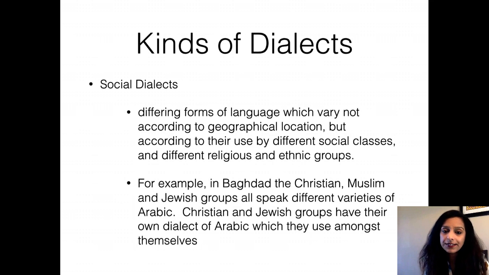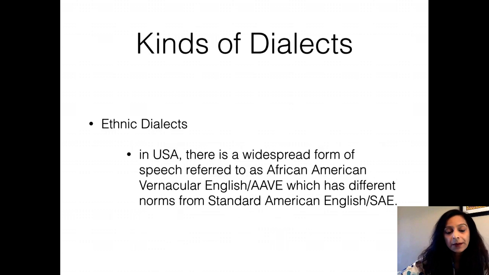There are different kinds of dialects. You can talk about social dialects very often. An example of a social dialect is Arabic. Arabic has different kinds of dialect depending on whether you belong to a particular religious group. So whether you're a Christian Arabic person or a Jewish Arabic person, you have a different dialect because of that. And therefore, the Arab Christian community speaks very differently from the Muslim community in the Middle East.